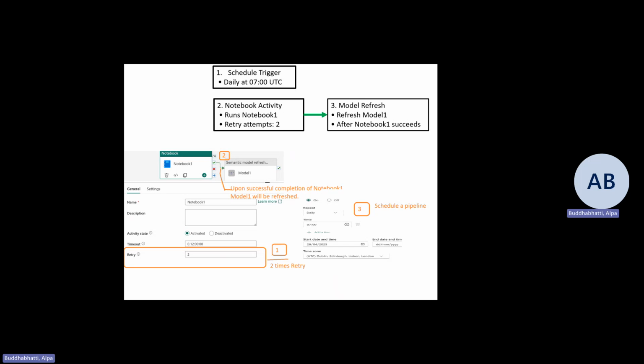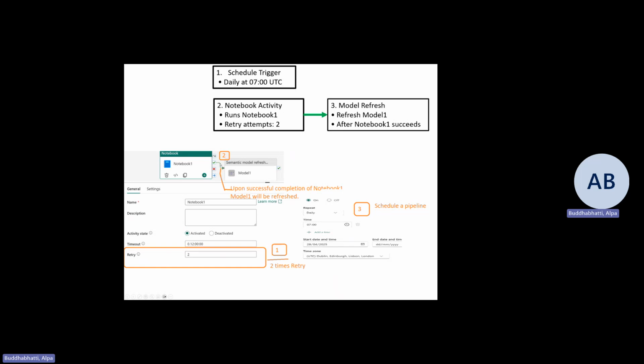You can see here that you have a notebook activity added in your pipeline, and in the General section of the notebook activity you can add retries. You can add 2 times as the retry. So that is one requirement. Another requirement is that we need to schedule our pipeline. You can set the start time and even the time zone. So that is another requirement.